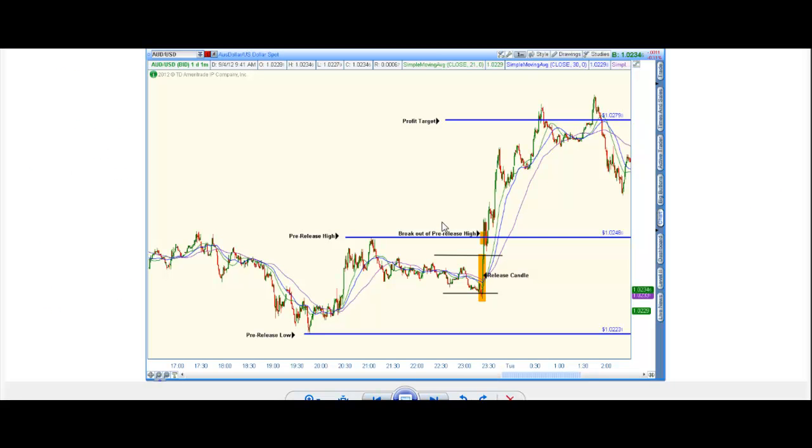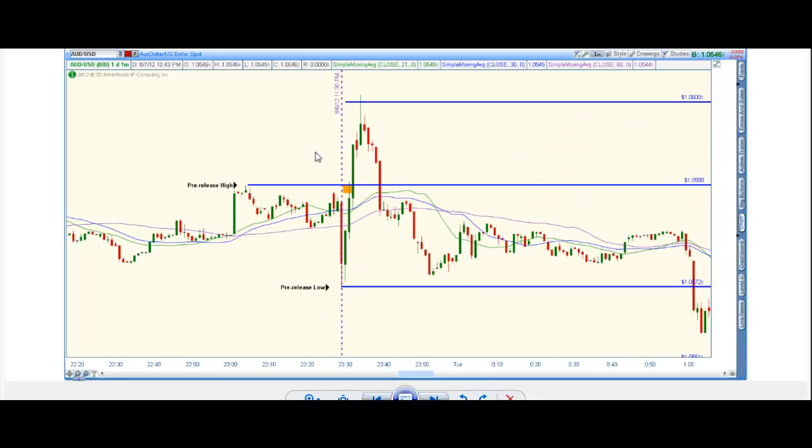Alright, let's review some charts. September 3rd, 2012. Pre-release high, pre-release low. The breakout of the pre-release high tells us to buy. Profit target 30 pips. Of course, we need to show the bad with the good. Here's August 6th release. Pre-release high, pre-release low. Here we have a breakout, 15 pip move up, down, and if you stayed in this trade and didn't move your stop to break even after you moved up 15 pips, this would have been a loss for you.